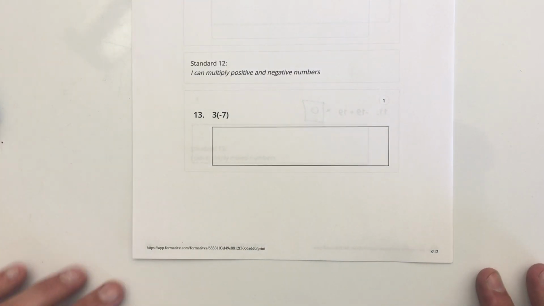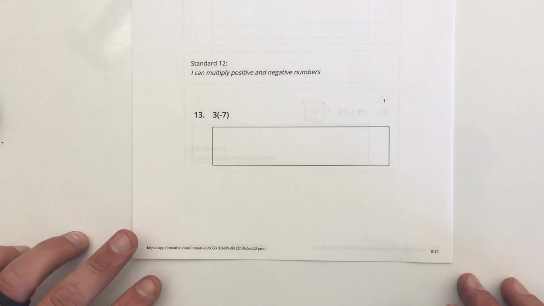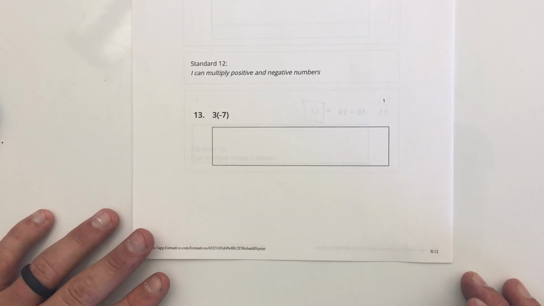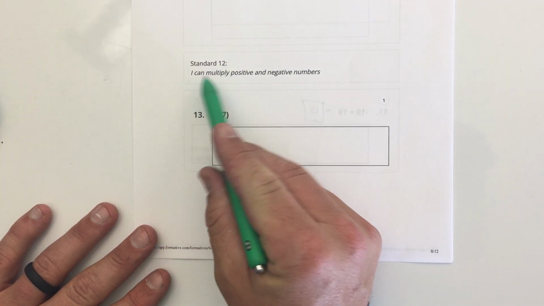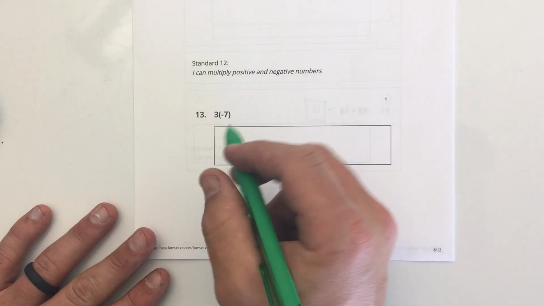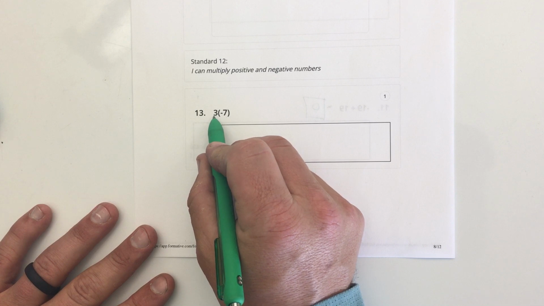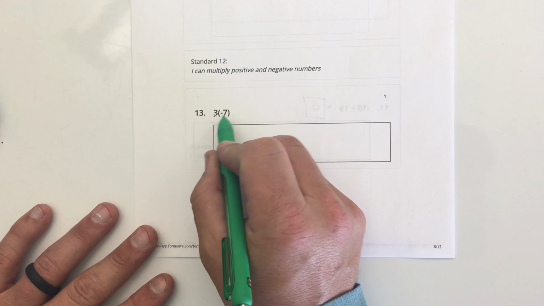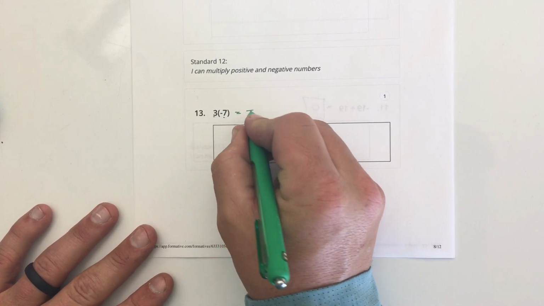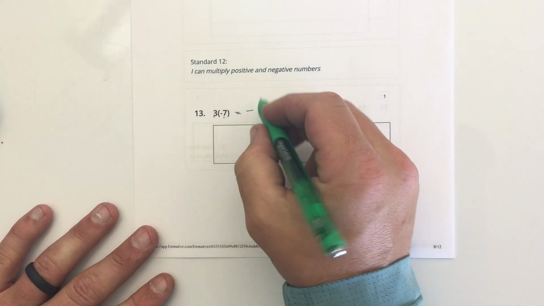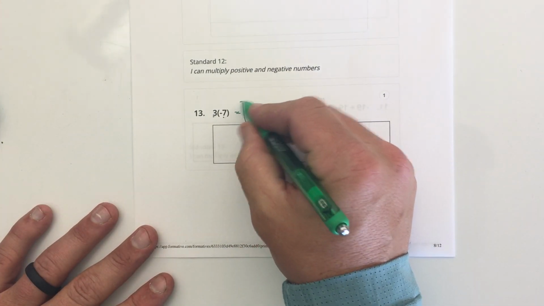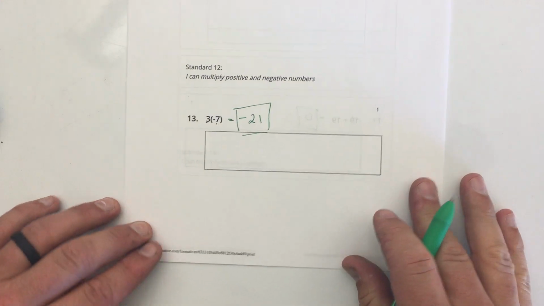Standard 12, I can multiply positive and negative integers. I can multiply positive and negative numbers. All right. 3 times negative 7. I know this is going to be 3 groups of 7 negatives. So my answer is definitely going to be negative. A positive times a negative is always negative. 3 times 7 is 21. There you go.